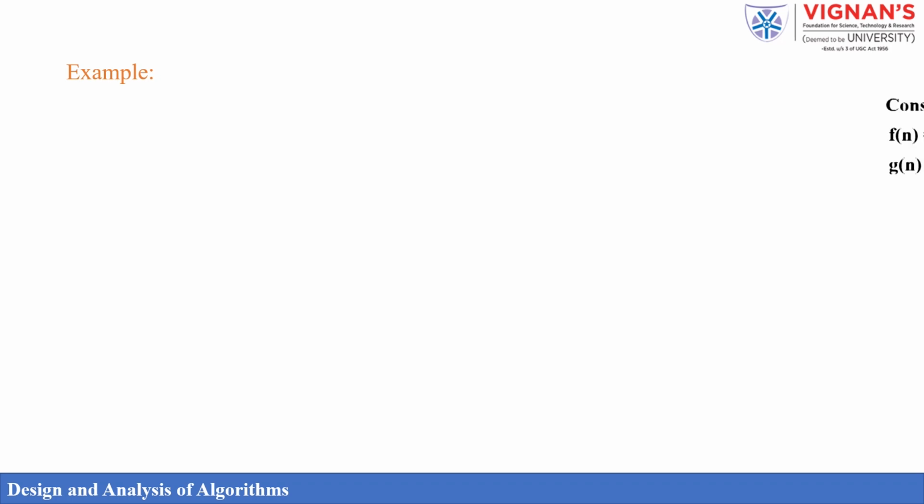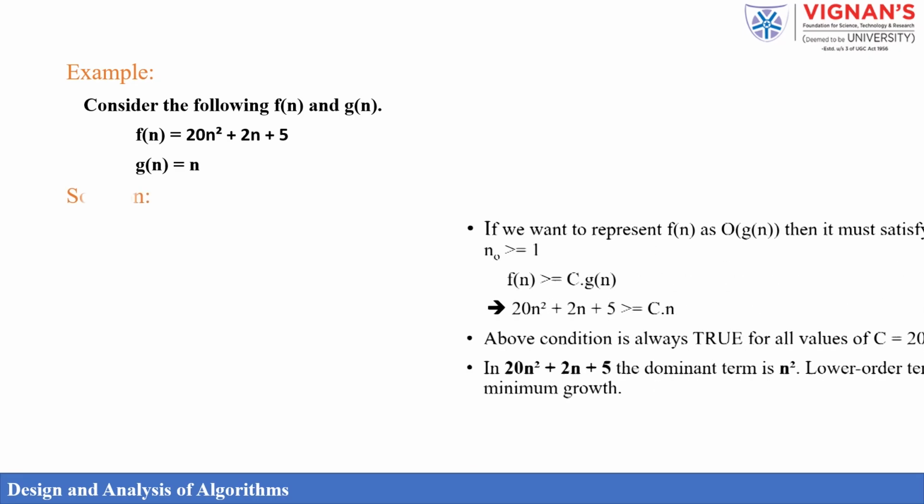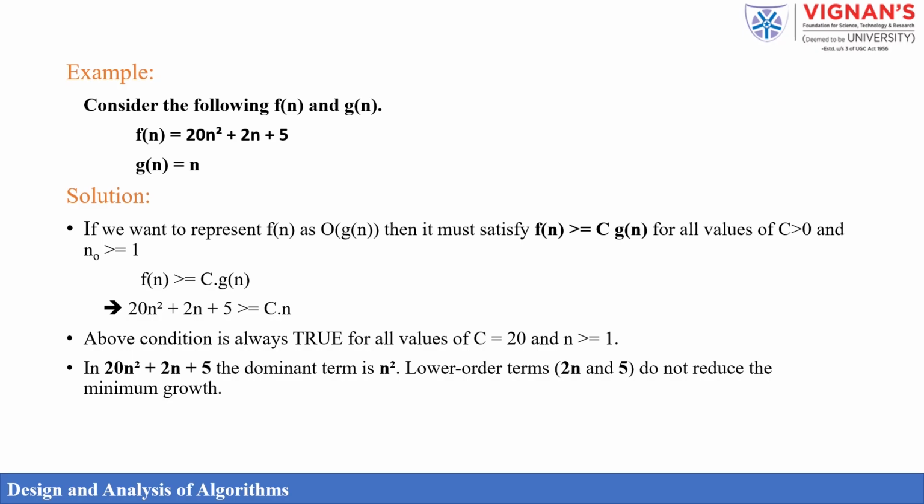Consider the function f(n) = 20n² + 2n + 5 and g(n) = n². As the input size increases, the term n² grows much faster than the other terms. In omega notation, we focus on the minimum or best case growth. Since n² is the dominant term, the best case time complexity is Ω(n²).